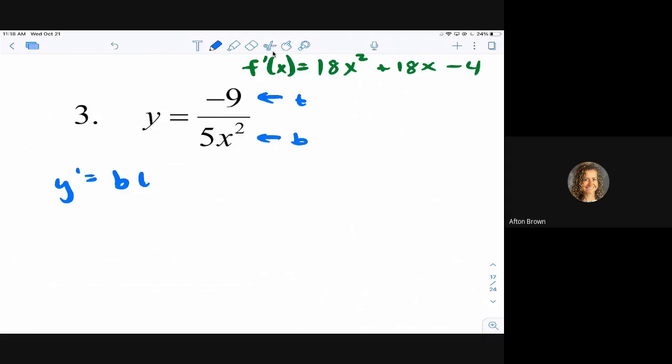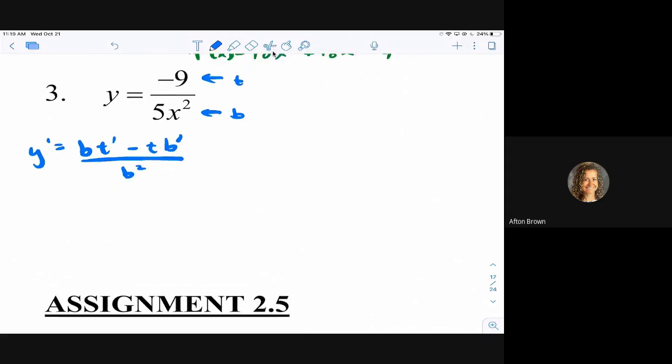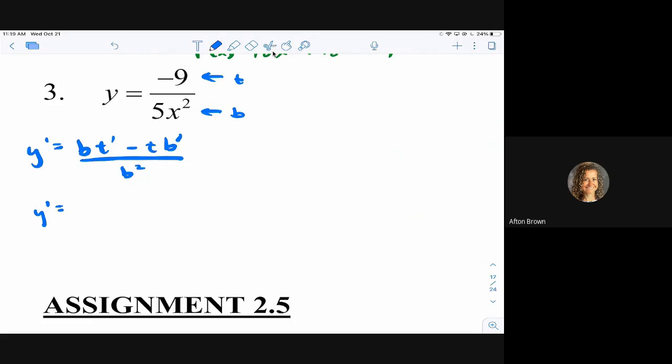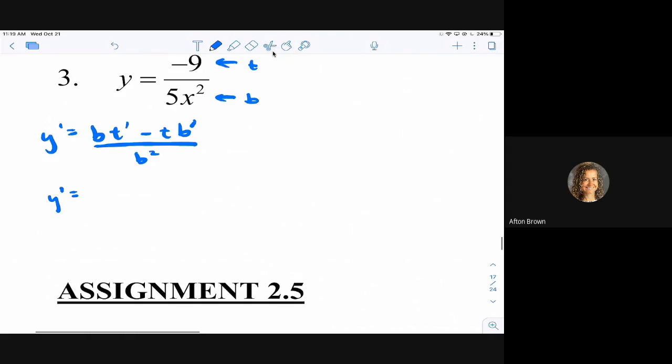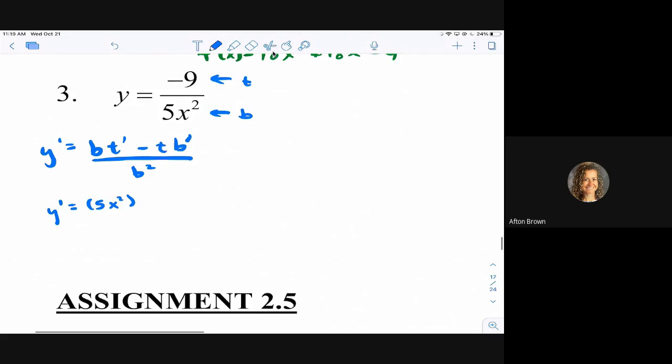Quotient rule is bottom times the derivative of the top minus the top times the derivative of the bottom, all over the bottom squared. Then we just plug stuff in. Okay, so y prime. What's the bottom? What do I plug in for the bottom? Good. As always, I keep it in parentheses. So there's the bottom. And then I need the derivative of the top. What's the derivative of the top? 0.